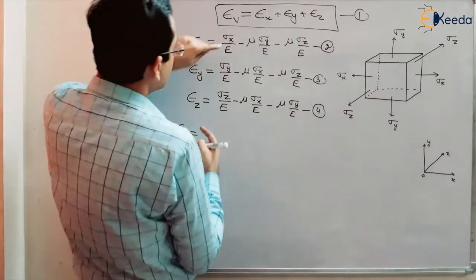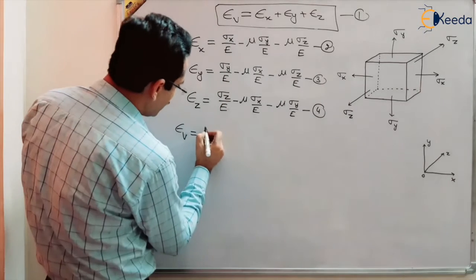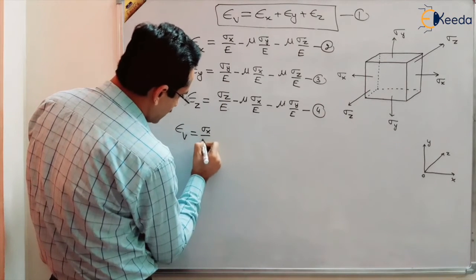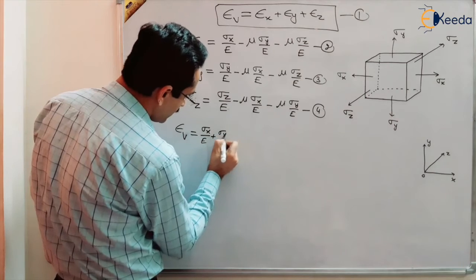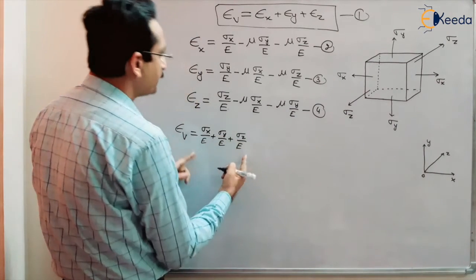You can see sigma x, sigma y, sigma z by E, this will add up. So we will write sigma x by E plus sigma y by E plus sigma z by E, these will add up.